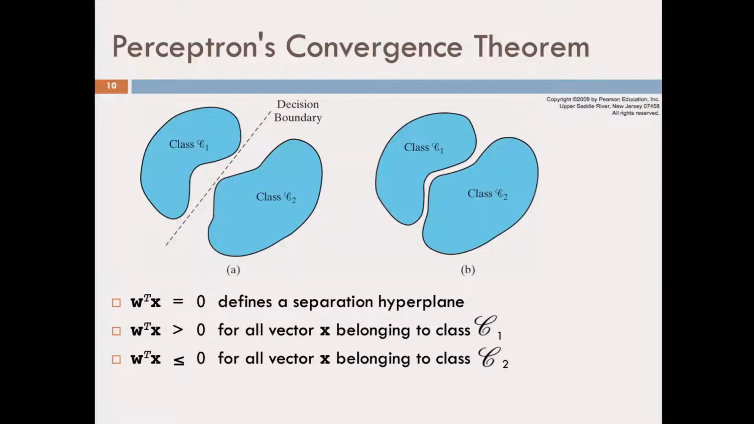And so here, W transpose X equals 0 defines the separation hyperplane, the decision boundary, okay? This computation will be higher than 0 for all vectors that belong to class 1, and lower than or equal to 0, or most of the time only lower than 0, for all the vectors that belong to class 2.